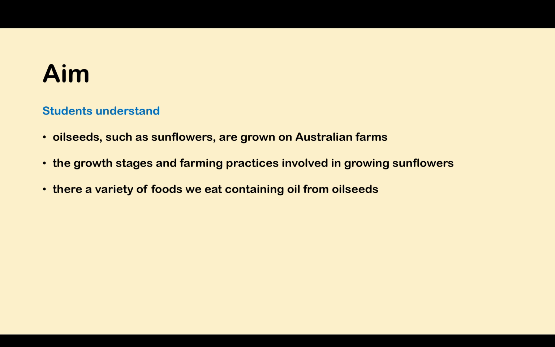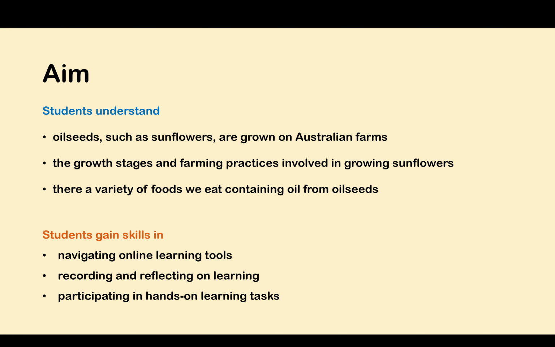The course aims to give students an understanding of the fact that oilseeds such as sunflowers are grown on Australian farms, the growth stages and farming practices involved in growing sunflowers, and that there are a variety of everyday foods that we eat that contain oil from oilseeds. Additionally, it is hoped that by using the course, students will gain skills in navigating online learning tools, recording and reflecting on their learning, and participating in hands-on learning tasks.